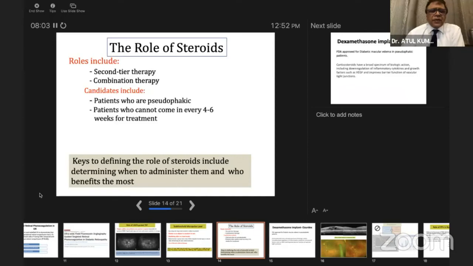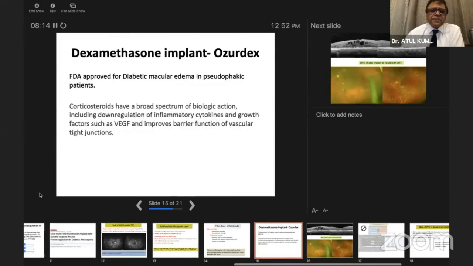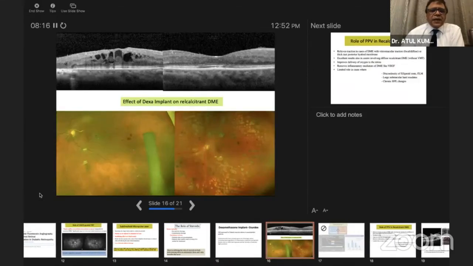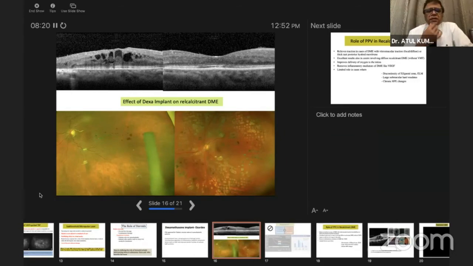The role of steroids is very important, as a combination therapy or even as a primary therapy or a second tier treatment. Patients who are pseudophakic and not suffering from glaucoma are ideal patients. So dexamethasone implants are there, and we've injected many of these. I've done a lot of these in non-responders with DEXA implant, with very satisfactory results.